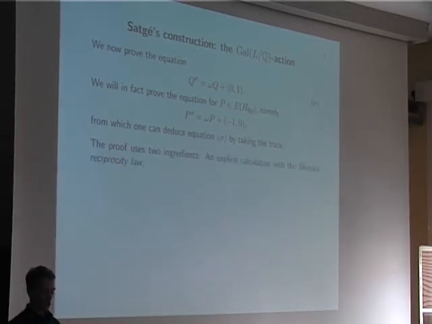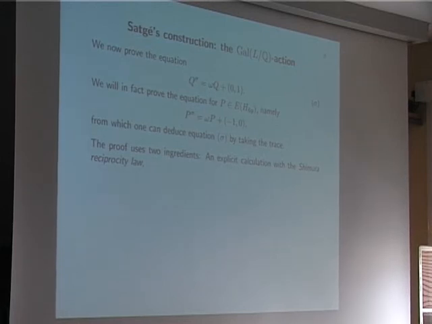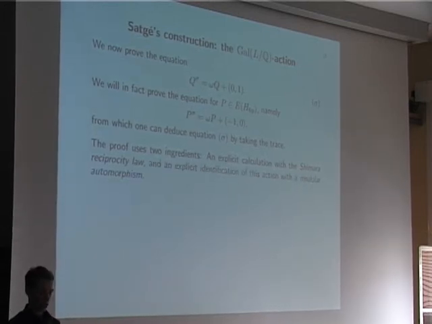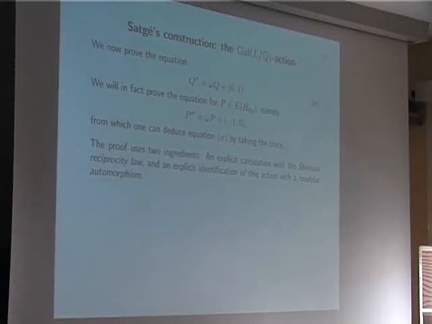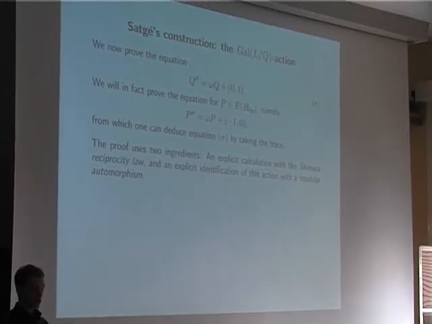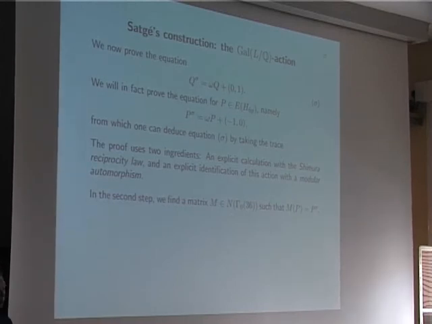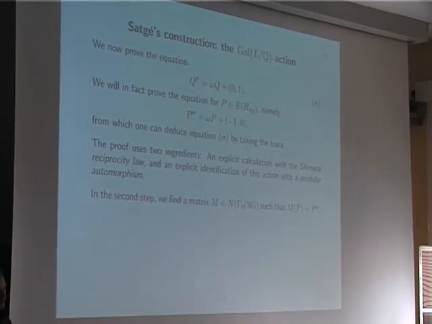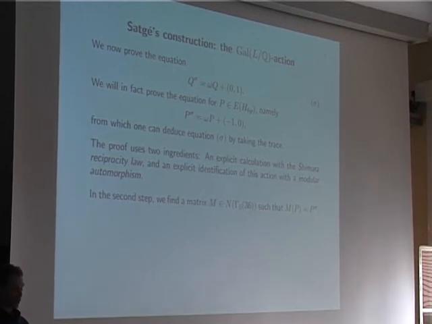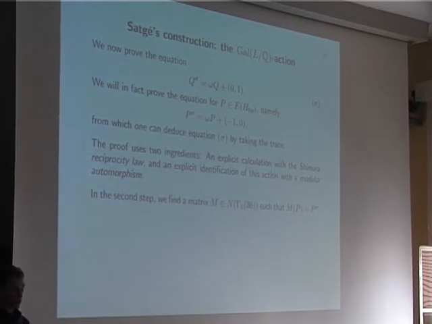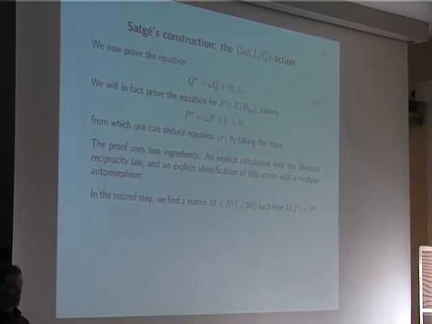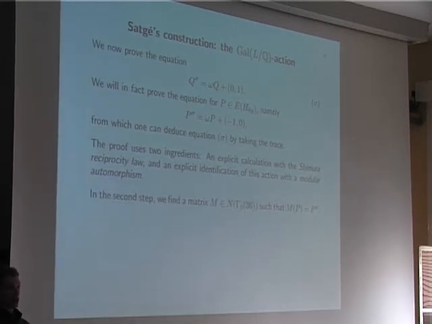So to prove the equation sigma, we're going to use 2 key ingredients. The first one is an explicit calculation with the Shimura reciprocity law, which tells you how the Galois group acts. And then the second one is we'll use an explicit identification of this action with what's known as a modular automorphism. So what does this really mean? What's a modular automorphism? Well, okay, this is a little funny. We're going to find a matrix M which normalizes gamma 0 of 36 such that when I take my point P and act on it by M, I get the same thing as if I applied sigma to the point.